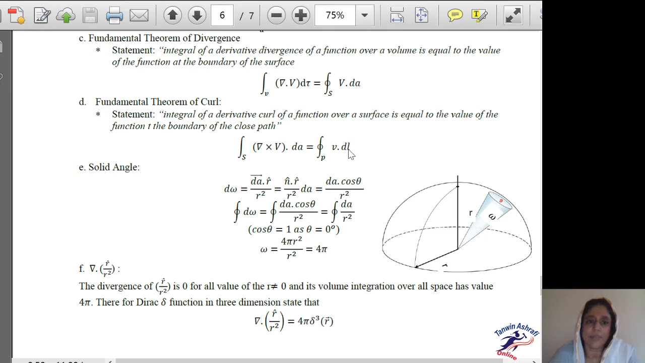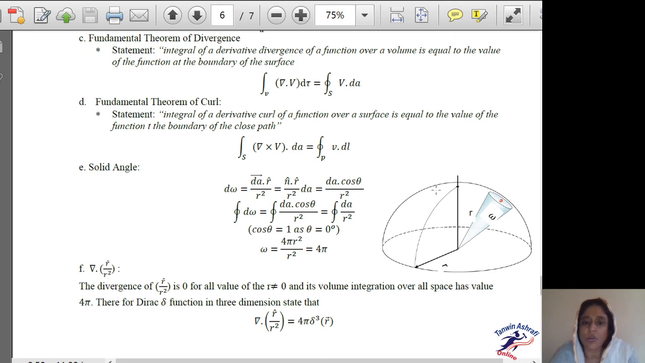Solid angles. The solid angle d omega is equal to the vector dA dot r cap divided by r square. Now dA is what? Actually n cap dA, so n cap dot r cap divided by r square dA. Now n cap and r cap are unit vectors, so their magnitude is 1. But there is an angle between these two vectors, that is theta, so cos of theta.